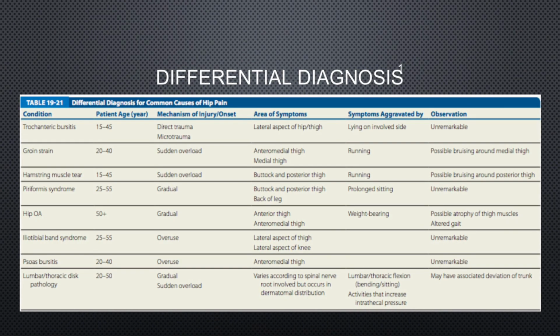So on the next slide, I have a table that I copied and pasted from Dutton, with similar differential diagnoses for hip pain. As you can see in this graph, a hamstring muscle tear would be mostly the same as piriformis, because both have areas of symptoms in the gluteal region, the posterior thigh, and the back of the leg. But what separates these two is that a hamstring muscle tear would be a sudden overload, whereas with piriformis syndrome, it's gradual. It just happens over time, and symptoms are usually aggravated by prolonged sitting.